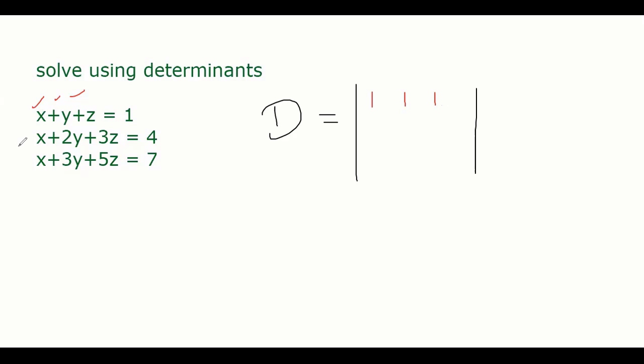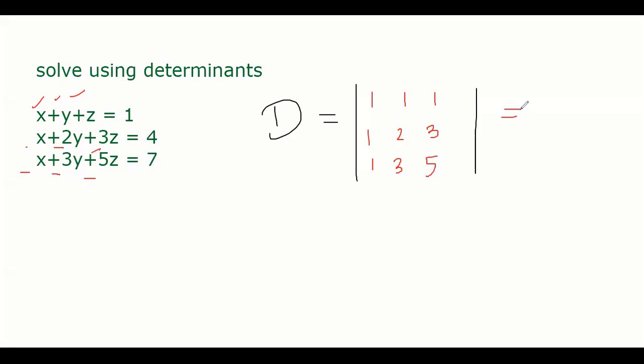Then इसमें coefficient क्या है? 1, 2, 3. We are finding the determinant of the coefficients only, not the constants. और इसका है 1, 3, 5. So you'll get some numerical value, some constant value here, which is the d.